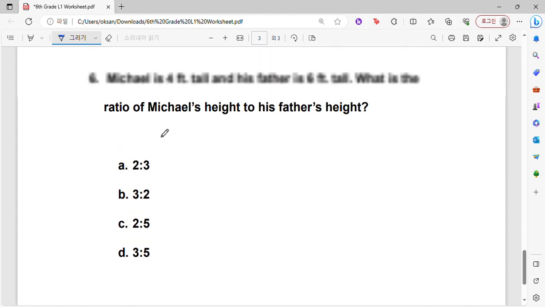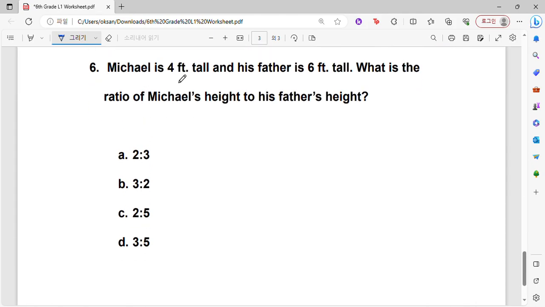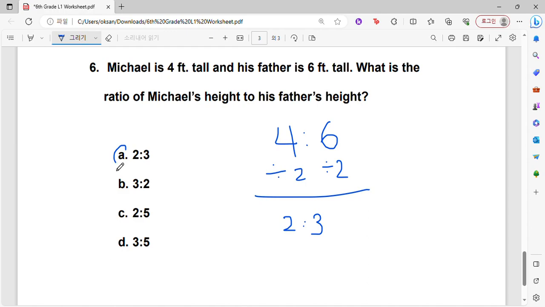Okay, and number 6, Michael is 4 feet tall and his father is 6 feet tall. What is the ratio of Michael's height to his father's height? So Michael is 4 feet tall, his father is 6 feet tall. We can simplify this by dividing 2 on both sides. Remember, if we divide 2 here, we have to divide 2 here too. So it would be 2 to 3. So A would be the answer. And we're done.